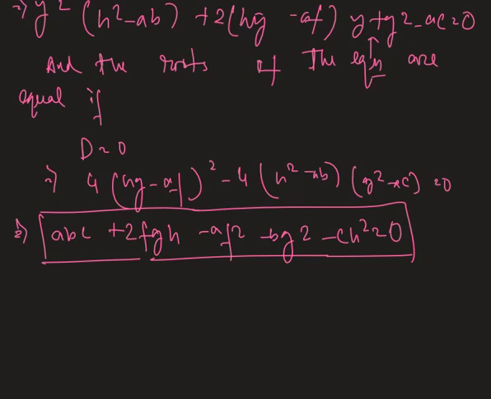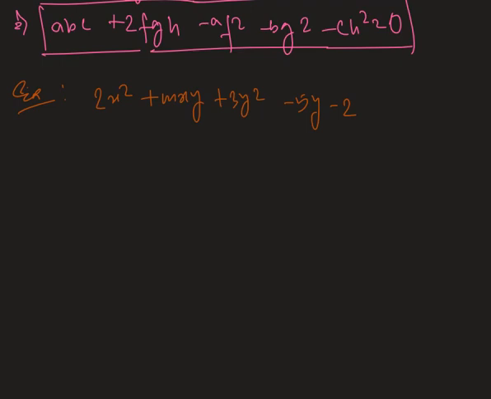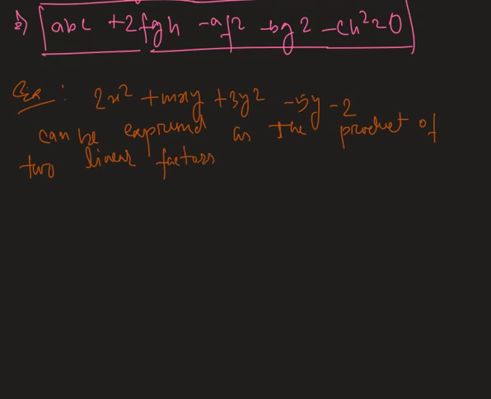Okay, now we do a sum to understand this concept more clearly. Find the values of m for which the expression 2x squared plus mxy plus 3y squared minus 5y minus 2 can be expressed as the product of two linear factors. So we need the values of m for which the expression can be expressed as the product of two linear factors.